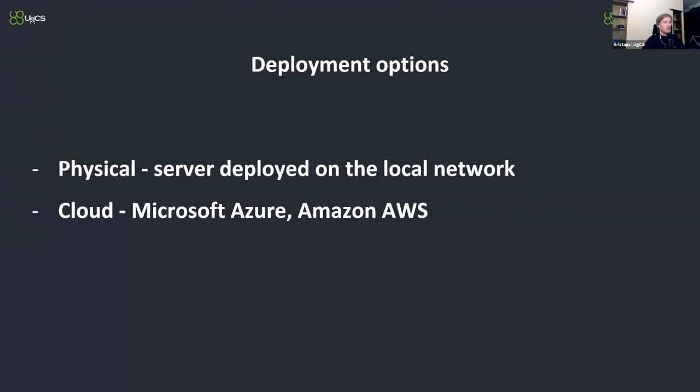Like I mentioned, there are also different deployment options. You can either deploy the UgCS server or the video server locally on your local network, or you can also deploy it in the cloud. It's possible to use Microsoft Azure. It's also possible to use Amazon Cloud Services.